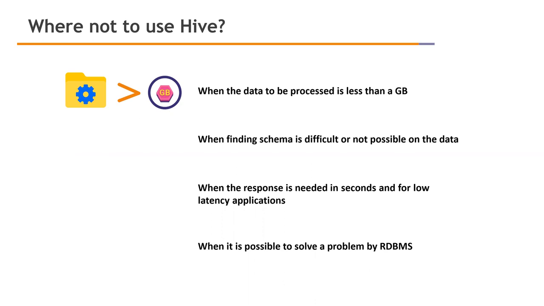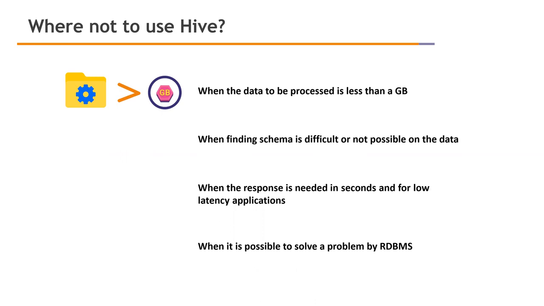Second option is when finding schema is difficult or not possible on the data. So do not go to Hive if you cannot find schema on the data. To give you an idea, if you have a CSV file, you can safely say that I can create a table that will have the same columns like the CSV file. You can load the file, you can query the file. But imagine you have a plain text file.